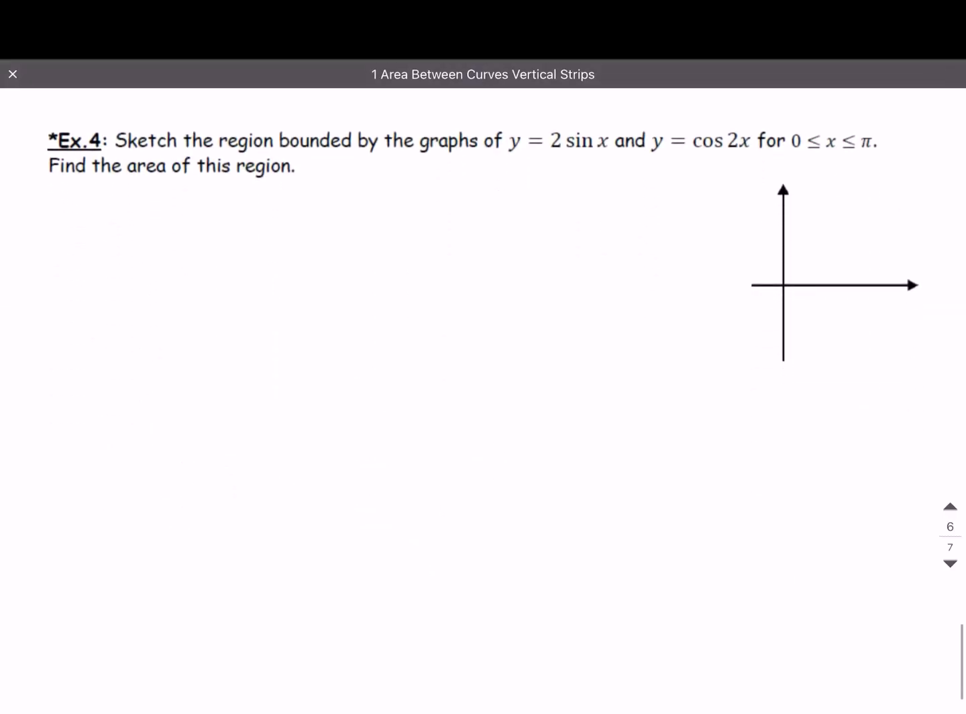Okay, so make sure you have your calculators. First thing we're going to do is graph them. In f1 of x, we're going to put 2 sine x. In f2 of x, we're going to put cosine 2x. So let's graph it, find the points of intersection, and go from there.